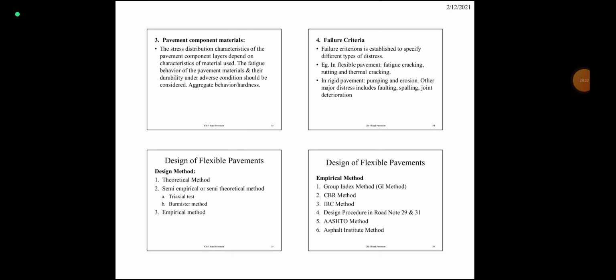Design of flexible pavement. Design methods: theoretical method, semi-empirical or semi-theoretical method, triaxial method, triaxial test, Burmister test, and empirical method. Empirical methods include the group index method, GI method, CBR method, IRC method, design procedure in Road Note 29 and 31, AASHTO method, and Asphalt Institute method.